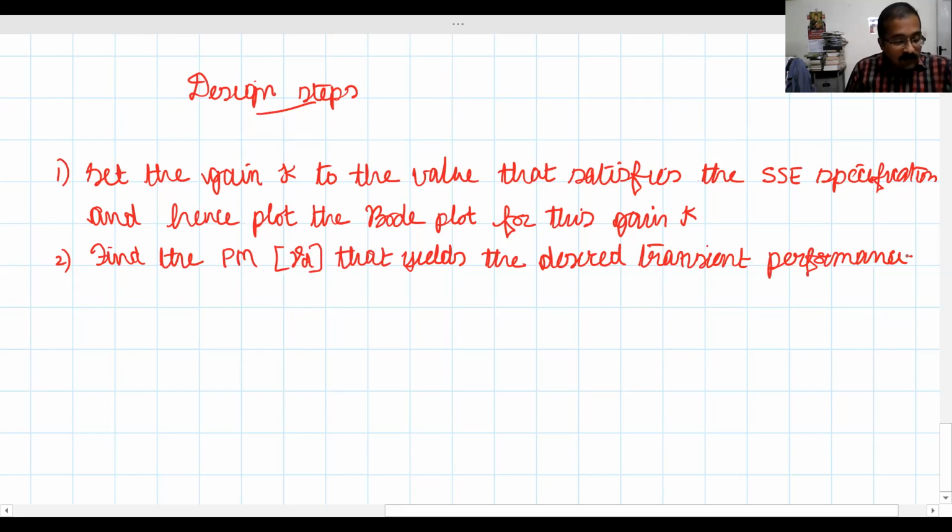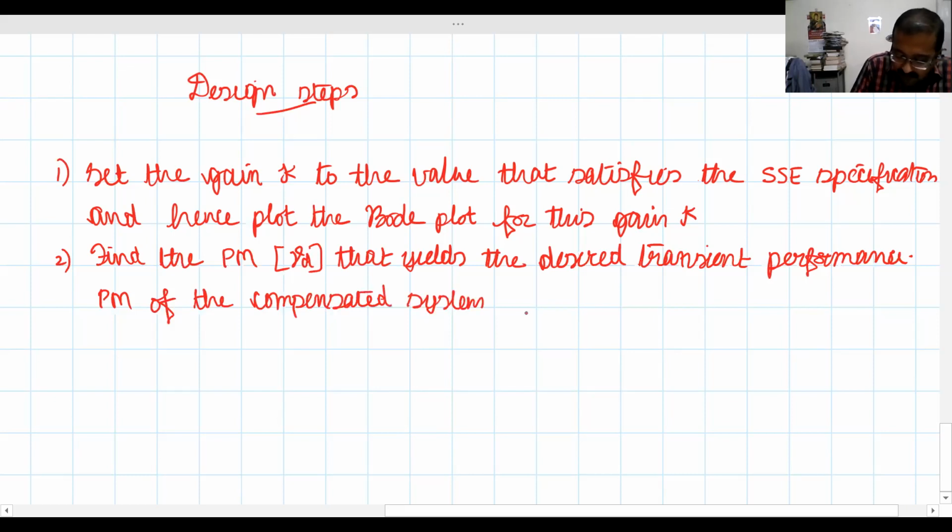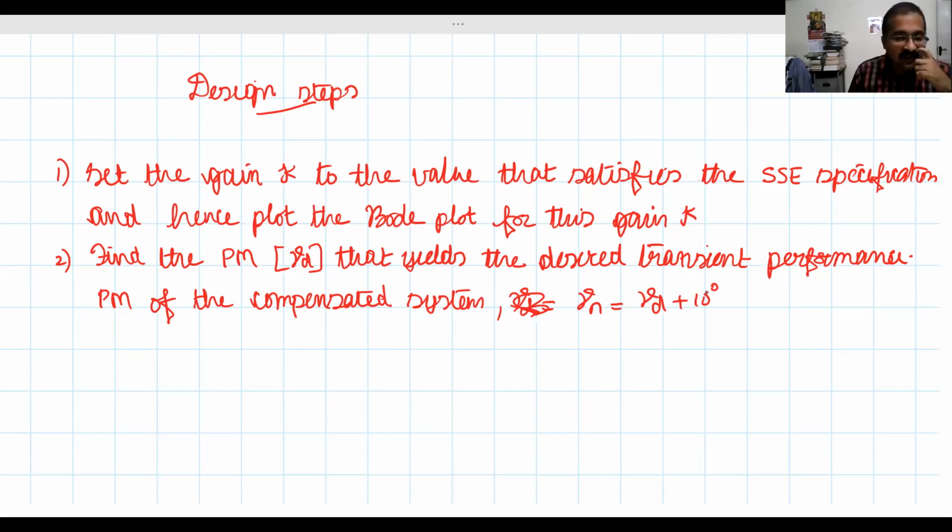Okay. Now what next? The phase margin of the compensated system, gamma N, must be gamma D plus some 10 degrees. Why are we adding 10 degrees here? Because our lag constant is not a perfect one. So to make up for the imperfections in the compensator, we are adding approximately 10 degrees. So the phase margin of the compensated system must be gamma D plus 10 degrees.